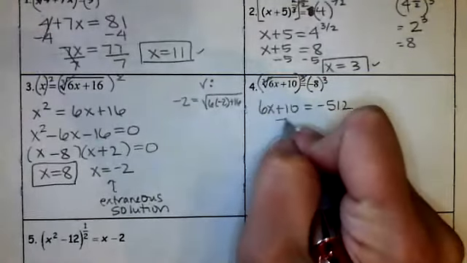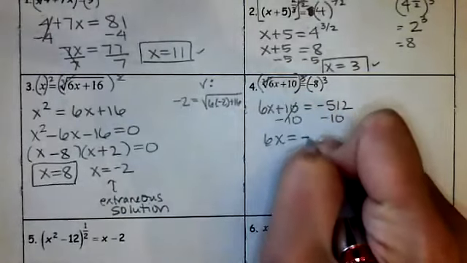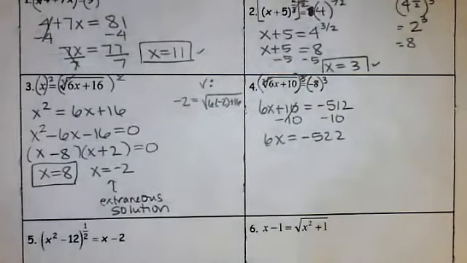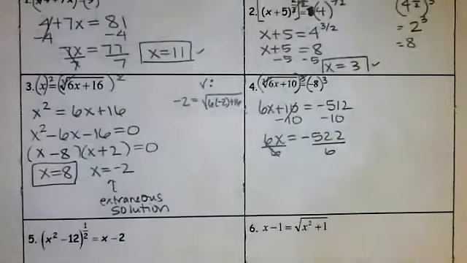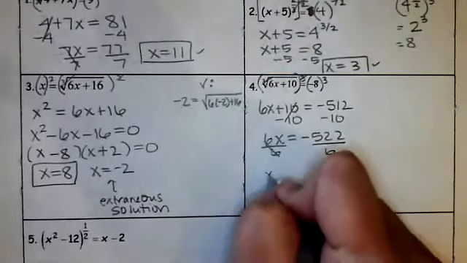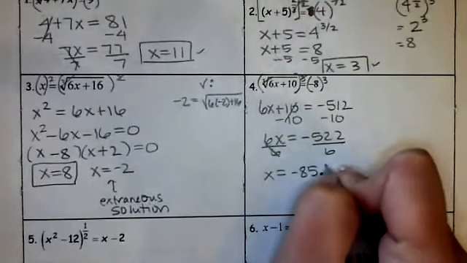Now we're solving like normal. We subtract the 10, and we get 6x is equal to negative 522. And then our last step is to divide by that 6. And so we get x is equal to negative 85.33.